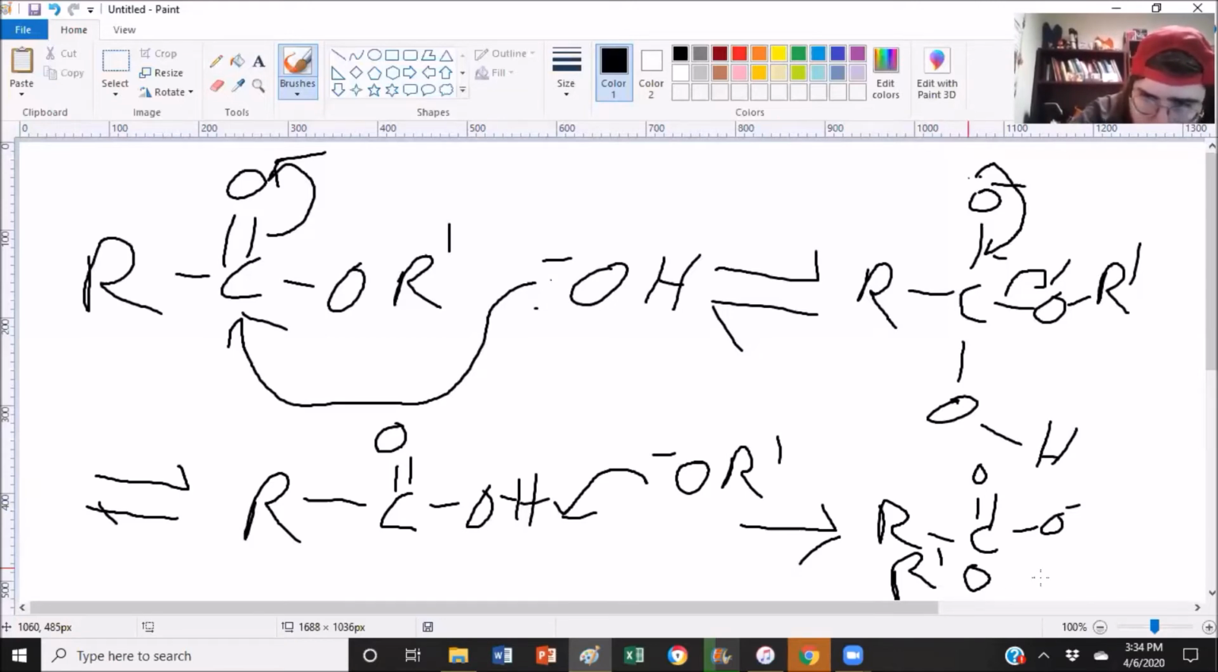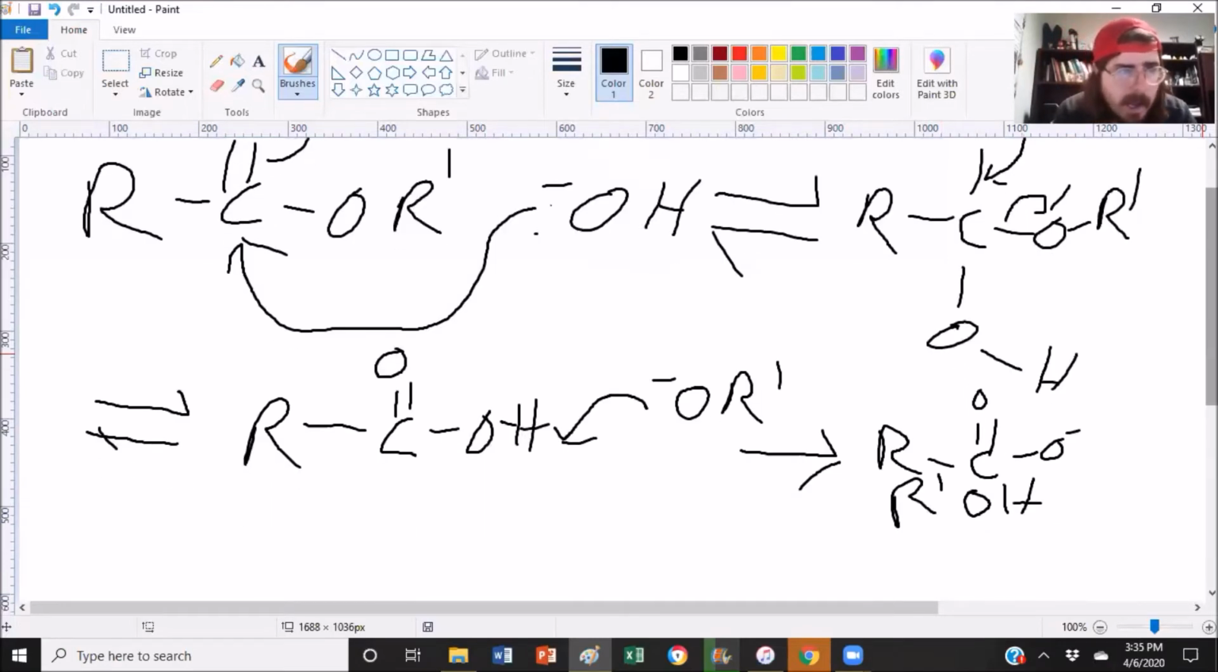Now that alcohol will not be a particularly good nucleophile. We all know that a neutral alcohol will always be a weaker nucleophile than a charged compound like hydroxide or some sort of RO minus. So with that in mind, this is not particularly going to go backwards. This guy is not going to reattack that guy and act as a good nucleophile. So at that point, we've formed our product.